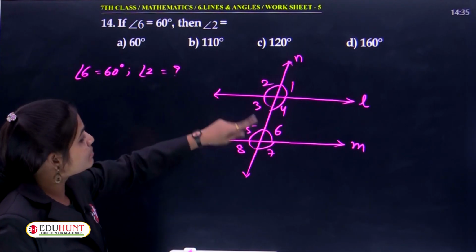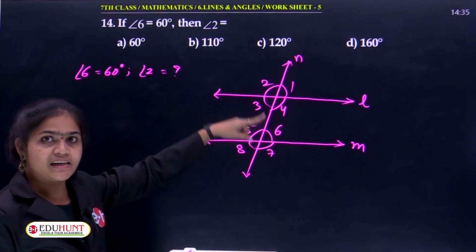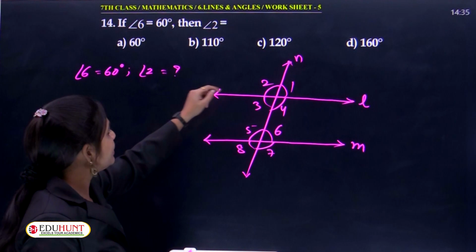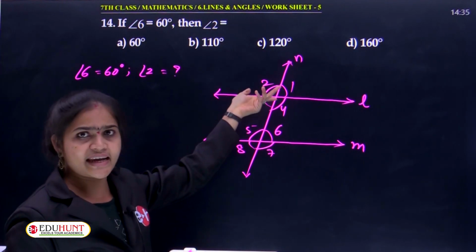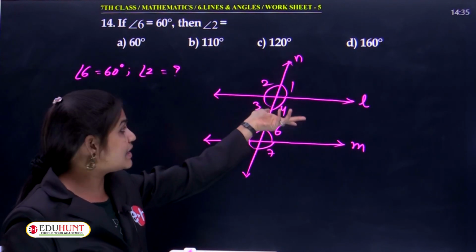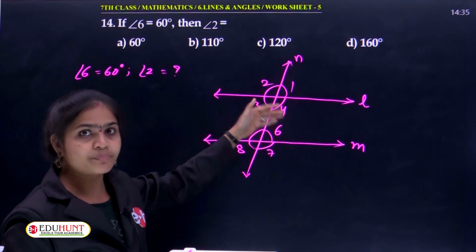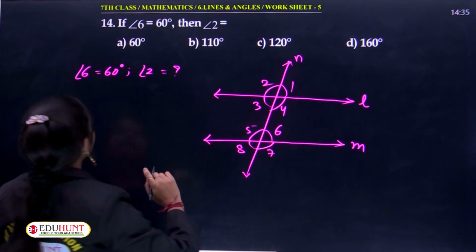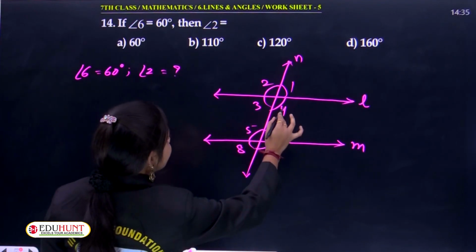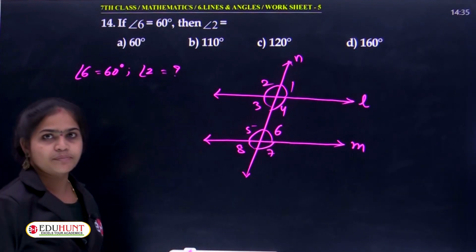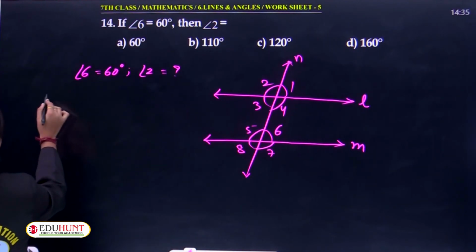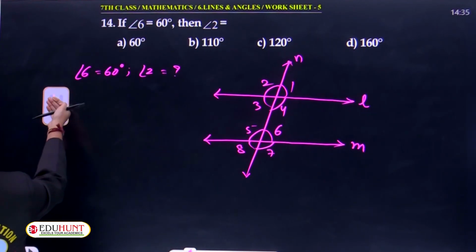Now, what is the relation between 2 and 6? Is there any relation here? No relation. Why? Because 2 and 6 are not corresponding angles, and 2 and 6 are not alternate interior angles. That is why there is no relation between 2 and 6. See here, angle 4 and angle 6 are connected. Here L is parallel to M.